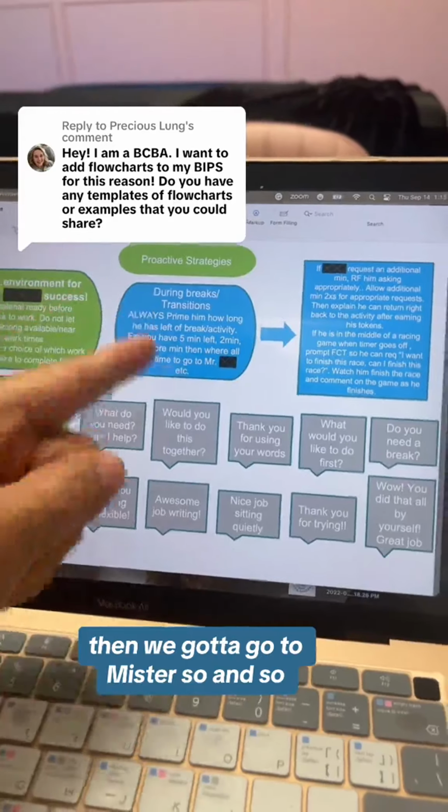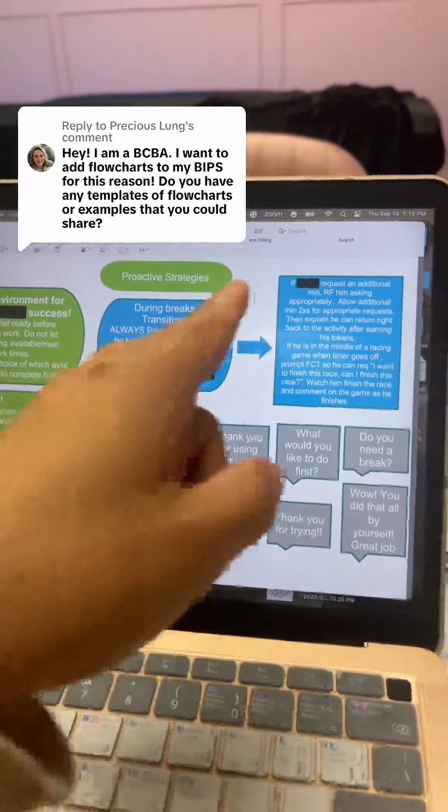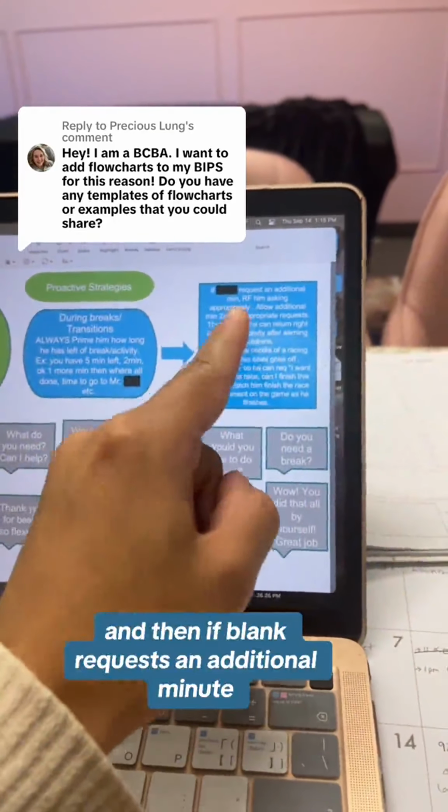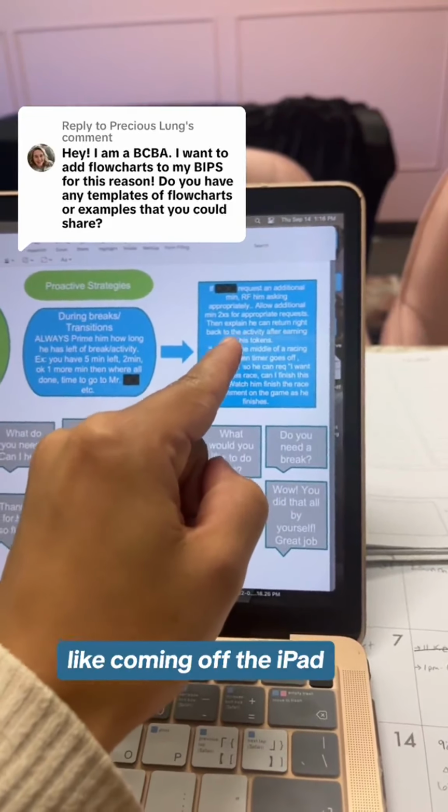Then we've got to go to Mr. So-and-so, or we've got to go back to class, or whatever it is. You're always going to prime them. And then if he requests an additional minute, reinforce him asking appropriately. Like coming off the iPad, he was an iPad kid.